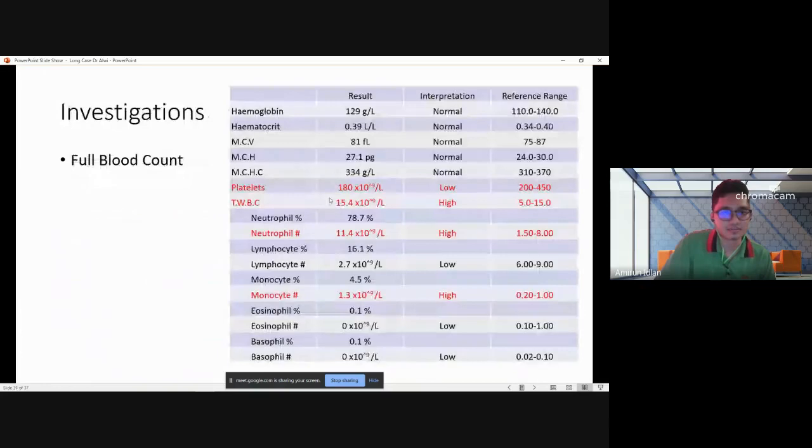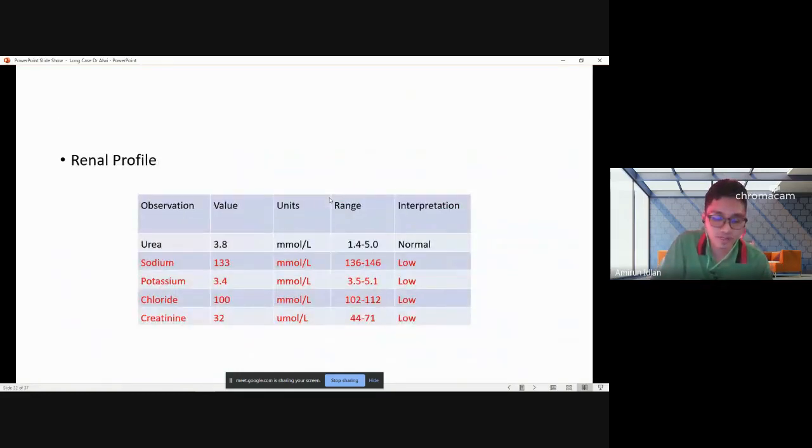Okay, so for investigations, first of all, I would like to do a full blood count to look for any evidence of infection. In this case, we can see that the white blood cell count is high at 15 over 4, with high neutrophils and monocytes, which might suggest bacterial infection. However, I'm not sure why the platelet is low, but it's at the upper border of low. For the renal profile, because the patient has loss of appetite and difficulty swallowing, I suspect electrolyte imbalance, and we can see they have hyponatremia, hypokalemia, and other electrolyte imbalances.